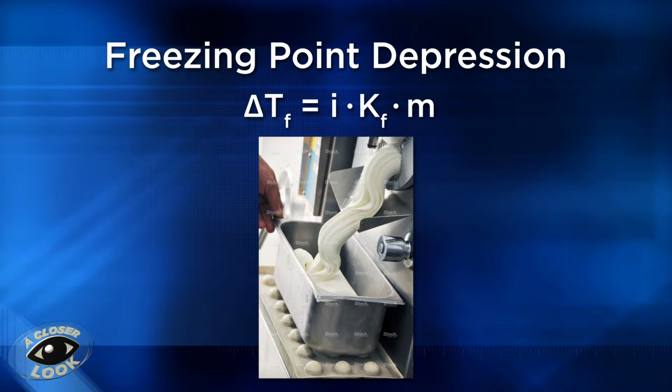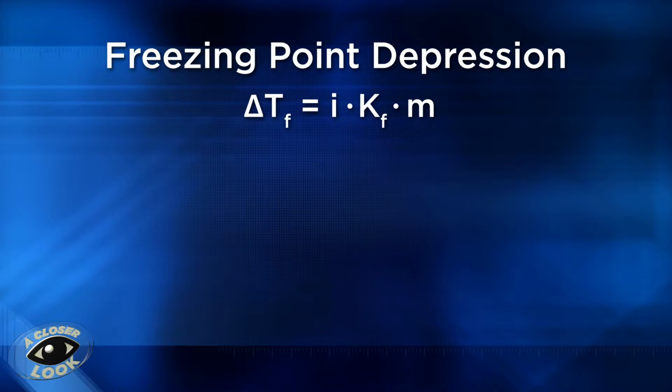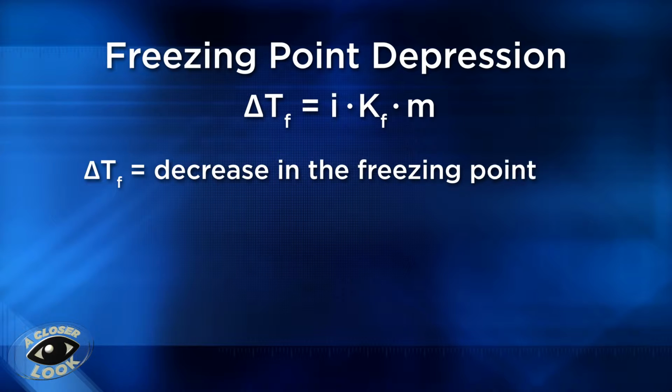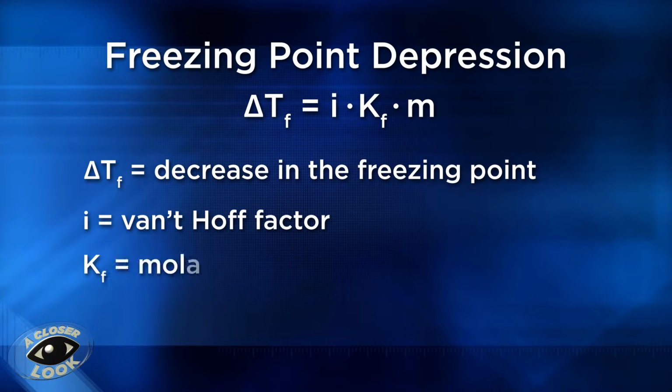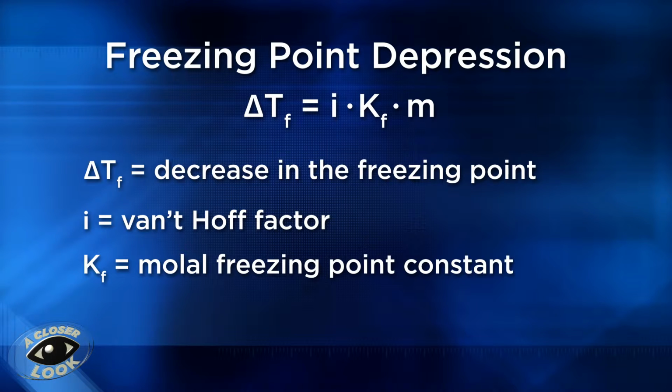or depressed. The equation for this is almost identical to the previous one. However, the subscripts are different because we're dealing with freezing point depression. So delta T sub F represents the decrease in degrees of the freezing point. I still stands for the Van't Hoff factor, K sub F is the molal freezing point constant, and m is the molality of the solution.